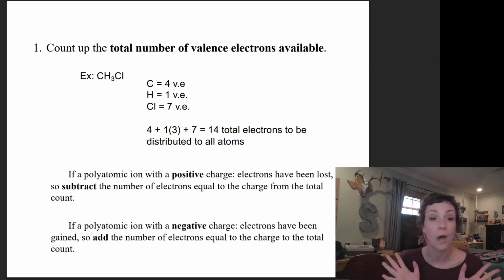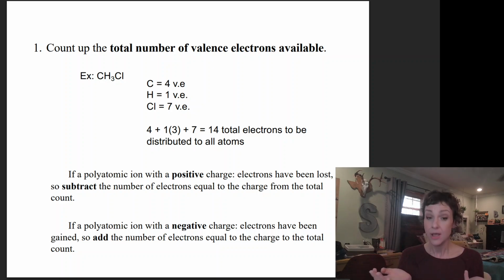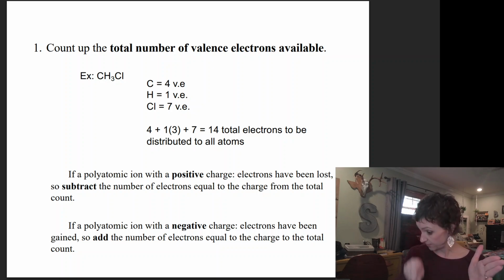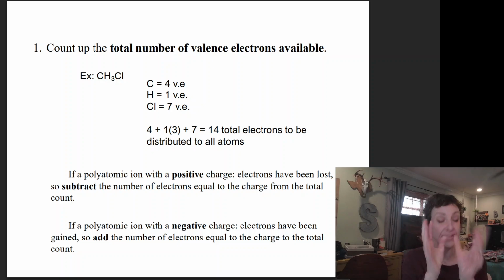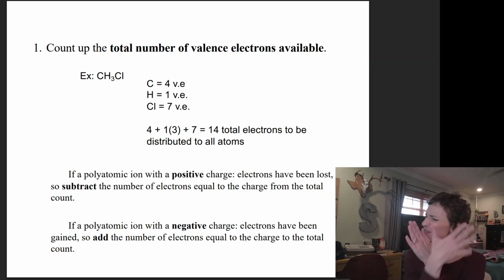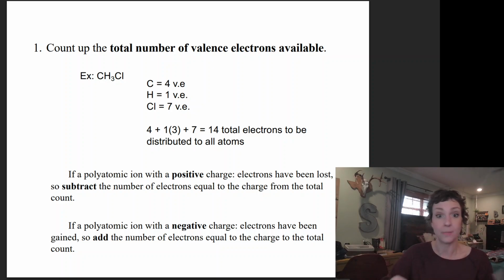But the first thing you are always going to do is count up the total number of valence electrons available. By total number, I mean all of the atoms in that molecule. You are going to look at where they are on the periodic table, and see that they have this many valence electrons. I'm going to do that for all of the atoms in the molecule, and add them up.